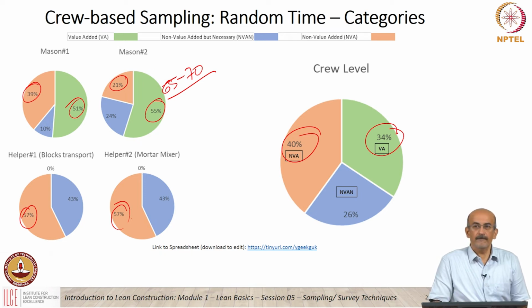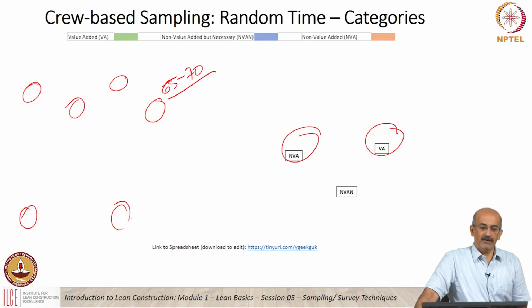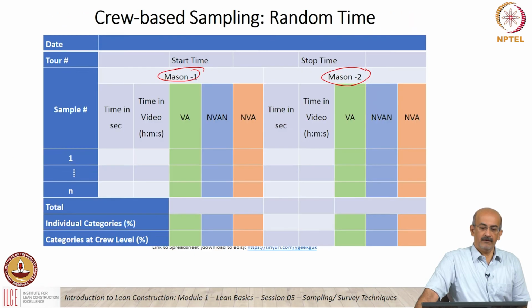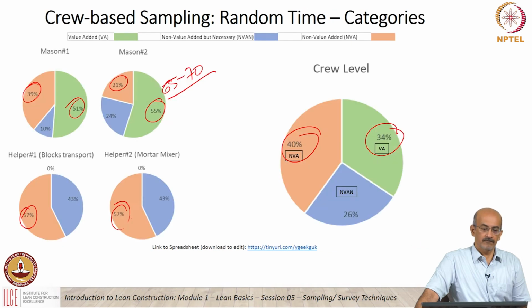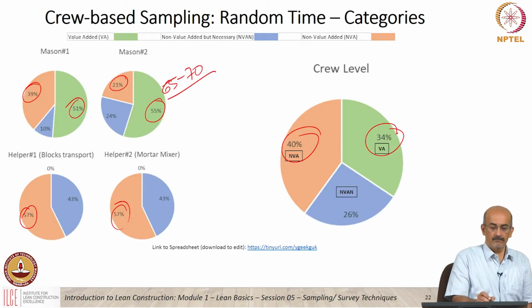Yeah. So in case of mission 2, there is some non-value added but necessary. So it should be combined with the value added. So it would be more now. No, I did not understand. Can you explain? In case of mission 2, the value added is 55% and non-value added but necessary is 24%. Yes sir. So it will be combined in some percent or so.